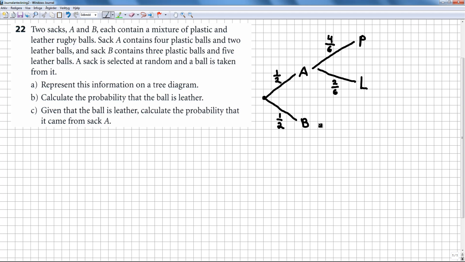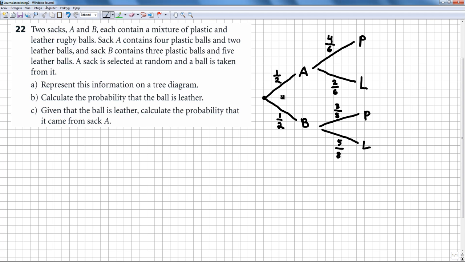In sack B, we have also some plastic balls and some leather balls. 3 plastic and 5 leather. So 3 and 5, total 8. So 3 out of 8 that it's plastic, 5 out of 8 that it is leather. That was part A.